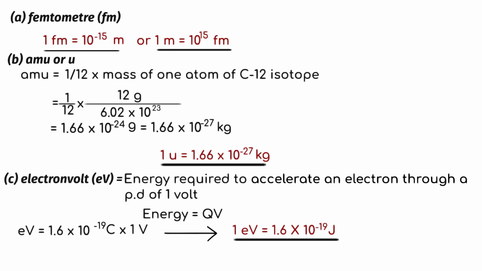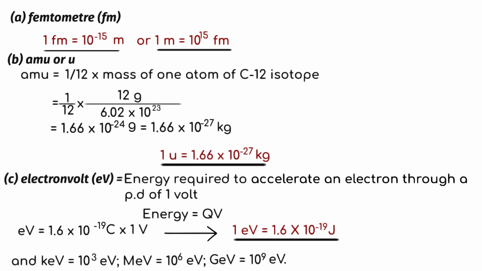So 1 electronvolt equals 1.6 times 10 to the minus 19 joules is the relationship between electronvolt and joules. And so we can use it to change from one unit to the other. And we can equally get derivatives of electronvolts like kilo electronvolt, mega electronvolt, giga electronvolt. So we are now going to see how we can express the quantities of carbon-14 that we talked about in terms of femtometre, atomic mass unit, and electronvolt, or maybe one of its derivatives.